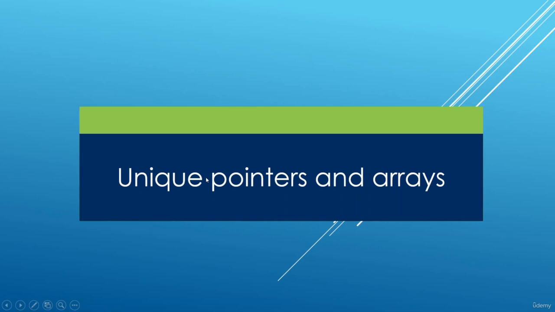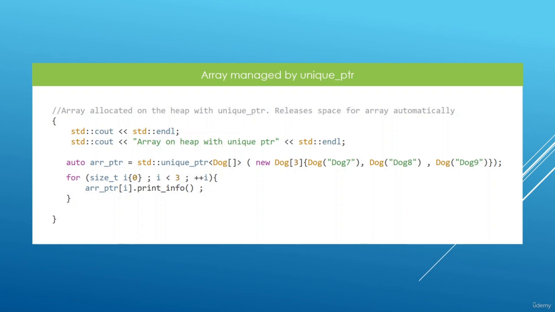In this lecture, we're going to see that it is possible to manage arrays through unique pointers. And the syntax to do that is slightly confusing. It is what you see here. We are using auto type deduction to simplify this a little bit. But you say std unique pointer, and then you specify that the unique pointer is going to be pointing to an array of objects here. And in this case, it is an array of dog objects.